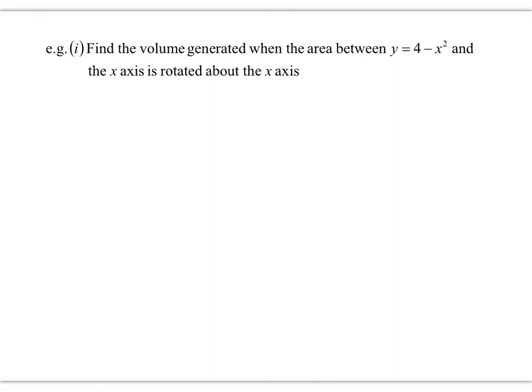Alright, so now let's look at a particular question. Find the volume generated when the area of this concave down parabola and the x-axis is rotated about the x-axis. So sketch is the first thing that we need to do. So draw yourself a concave down parabola with all the features. The x values go from -2 up to 2, and the y value has a maximum of 4.